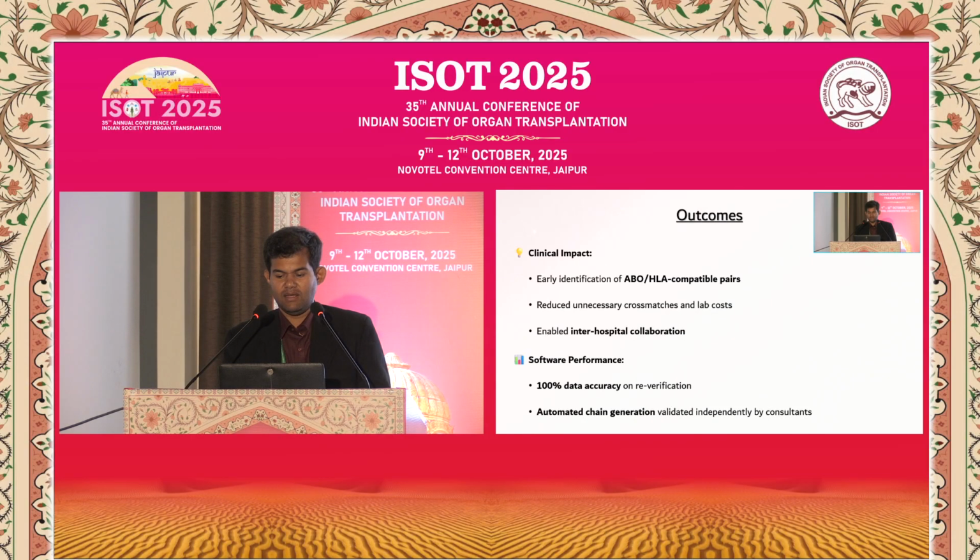In the pilot, ISOT software had both clinical and operational impact. Clinically, it enabled early identification of ABO compatible and HLA incompatible pairs, reducing unnecessary cross matches and saving lab costs. It also allowed seamless inter-hospital coordination within a network, something which was previously very difficult. From a performance perspective, the software achieved 100% data accuracy on re-verification, and every automatically generated chain was independently verified by an immunologist, confirming both reliability and reproducibility.